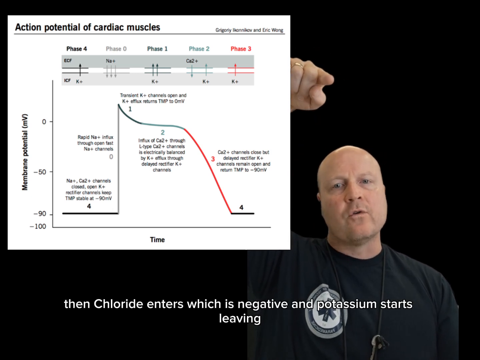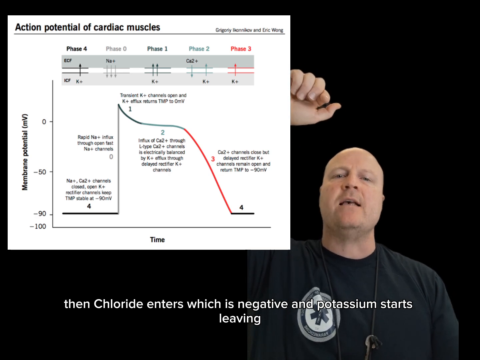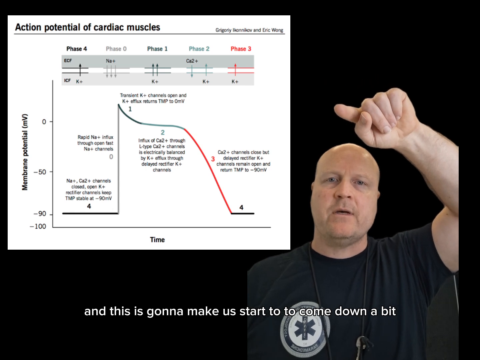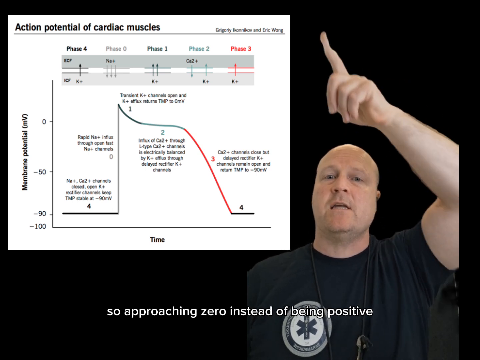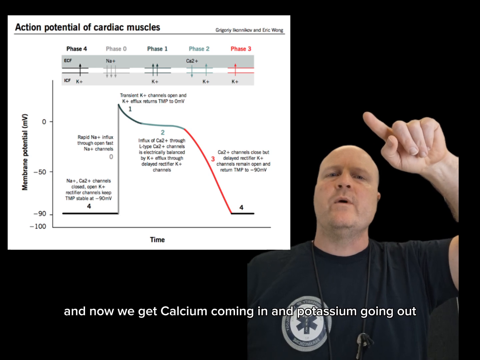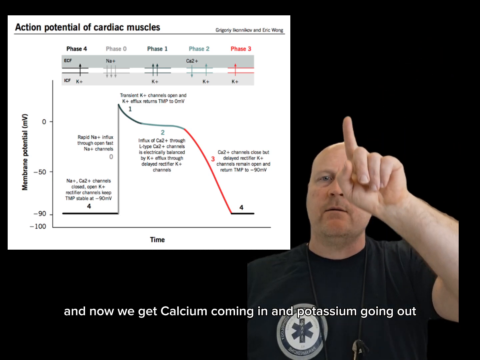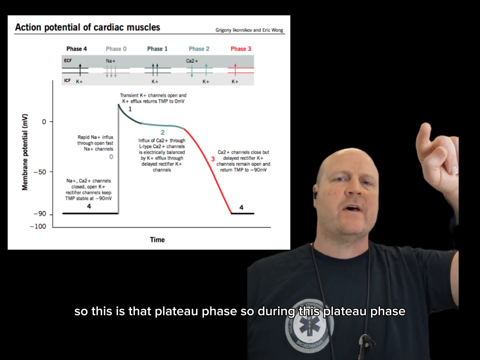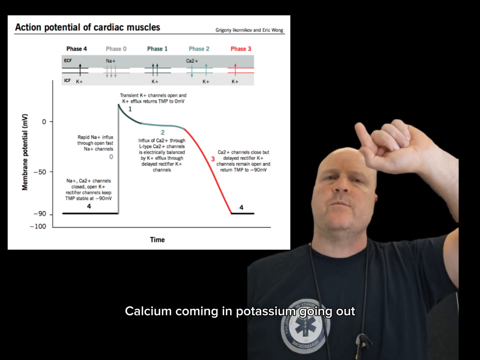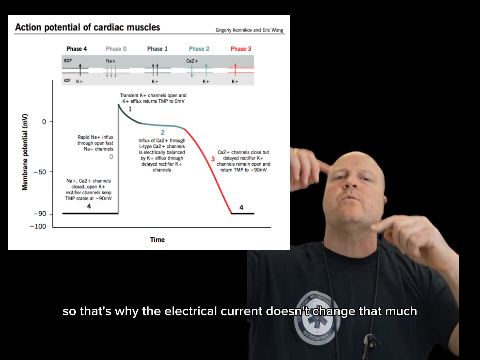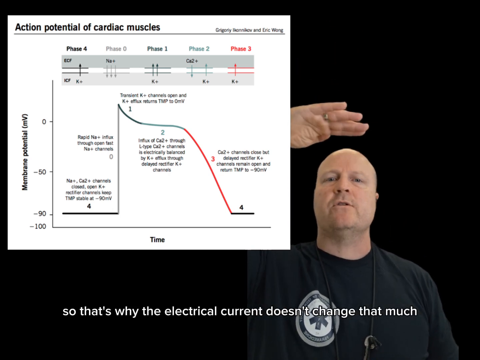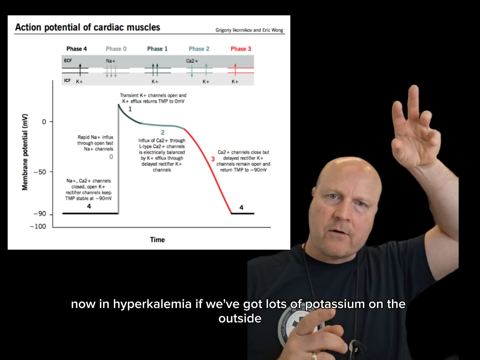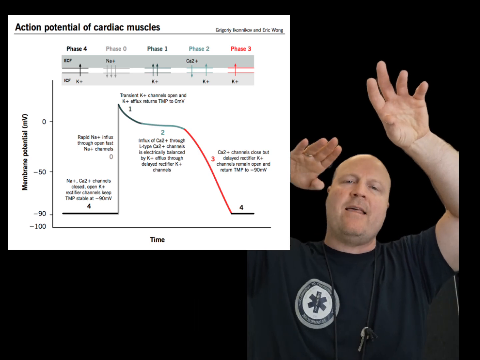Then chloride enters, which is negative, and potassium starts leaving, and this is going to make us start to come down a bit, so approaching 0 instead of being positive. And now we get calcium coming in and potassium going out. So this is that plateau phase. During this plateau phase, calcium coming in, potassium going out, they're both positive, so that's why the electrical current doesn't change that much.